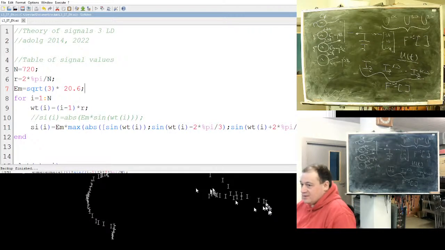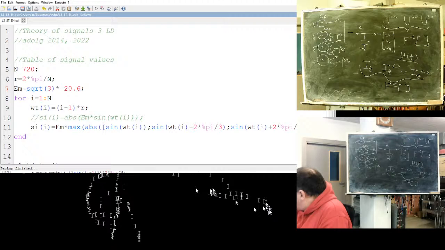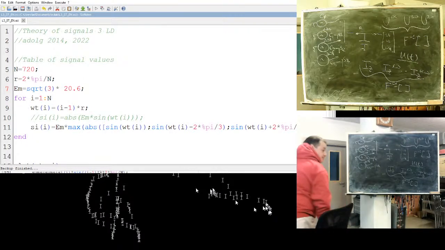So if it's 2-phase, it will be square root of 2. Vice versa, with two phases you will see it like this, and it will be square root of 2. And 20.6 is the voltage given for E. So I need a linear voltage, and the output of the rectifier can be found as follows.